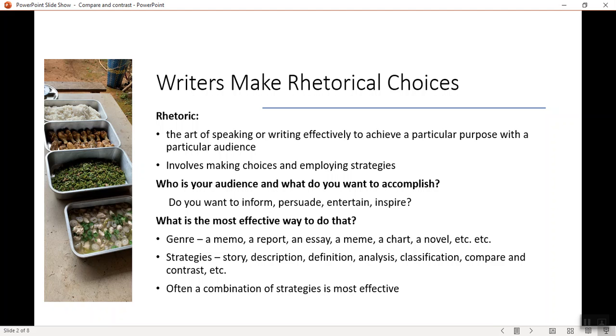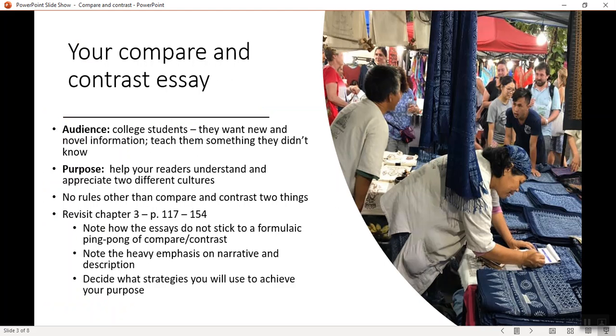experimenting with this trimester. You can write stories. Sometimes that's the best way to make something clear to an audience. You can describe something. You can define something, analyze it, classify it, compare and contrast it. And often a combination of those strategies is most effective.